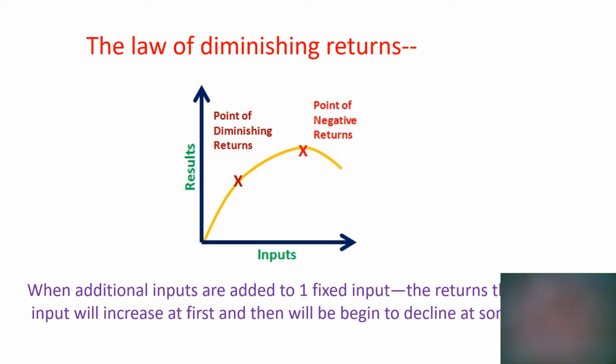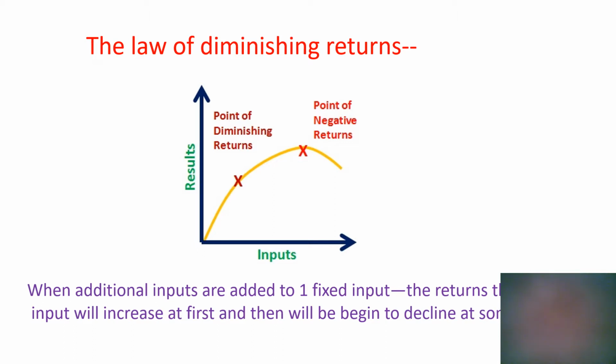This week we're going to be studying cost curves. One of the underlying premises of cost curves is the law of diminishing returns. This law states that when additional inputs are added to one fixed input, the returns to the variable input will increase at first and then they will begin to decline at some point.